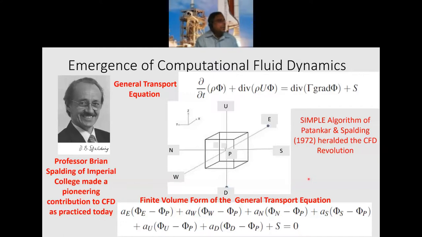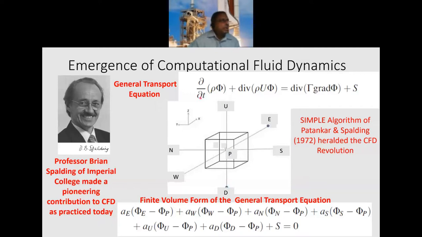So Spaulding's contribution, there are a couple of contributions. First of all, he brought the concept of the finite volume method. So what is finite volume method? Earlier, people used to use the Navier-Stokes equation and make a Taylor series expansion and get the algebraic equation and solve the algebraic equation. But he came up with something a little bit different. He said, don't start with the differential equation. Start with the control volume, and try to come up with a conservative form of the equations for the control volume.